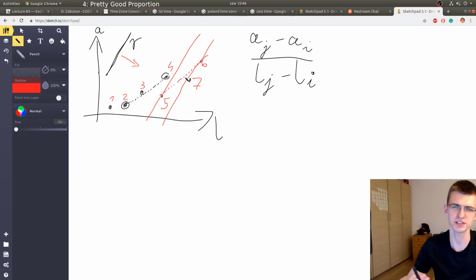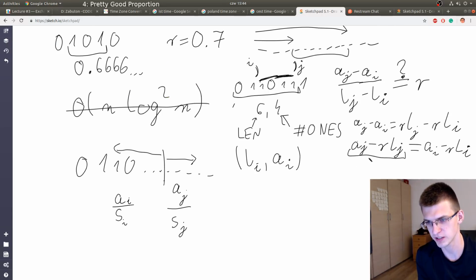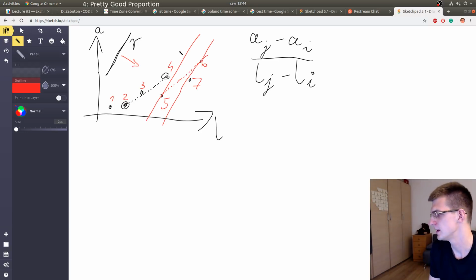So actually, of course, I'm not here giving you a whole proof, because we would have to put some computations here, some simple maths. But the solution is sort points in this direction. So actually sort them by this value, aj minus rlj. This is equivalent to sorting in this direction. And then try every 2 adjacent points. Just in constant time we know what is the ratio and we compare that with r.